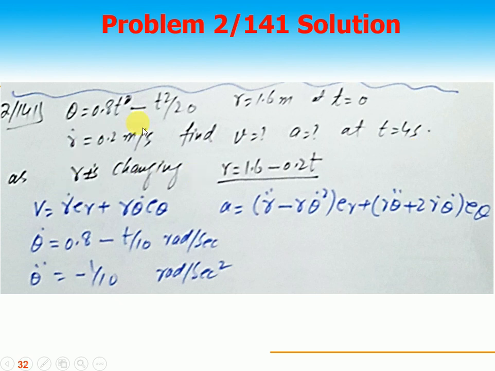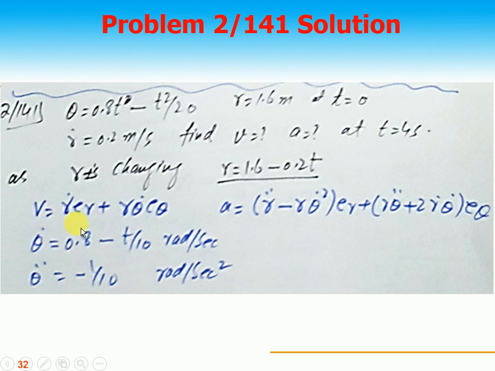So we have the r is changing. R is changing as 1.6 minus 0.2 t, right? 1.6 it was, and now it is changing with time as 0.2 t.